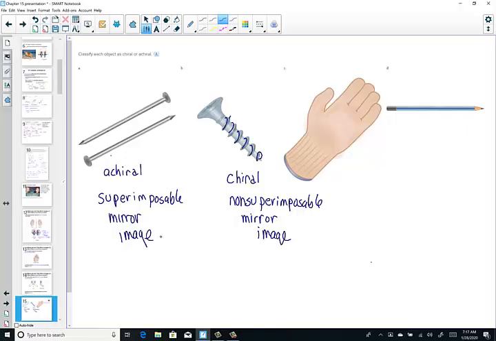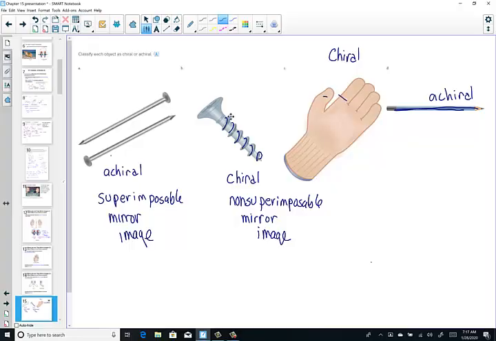The next one is a glove, and as we said already, hands, just like a glove, are a chiral object. It has a non-superimposable mirror image. They are unique. A left glove does not fit on your right hand. And a pencil is an achiral object. There's nothing unique attached to that pencil, so one pencil could simply overlay on the next. There's nothing unique to prevent that.